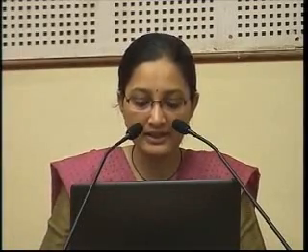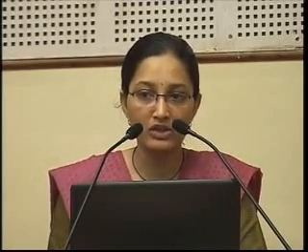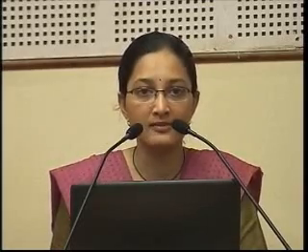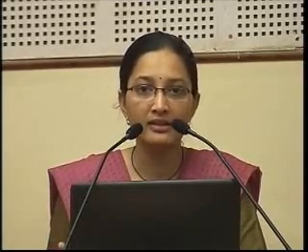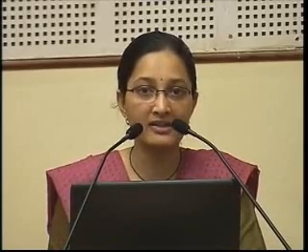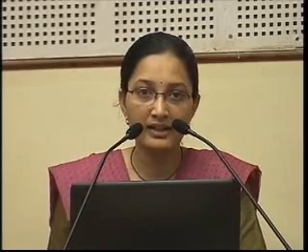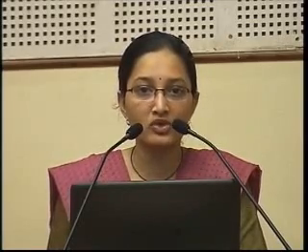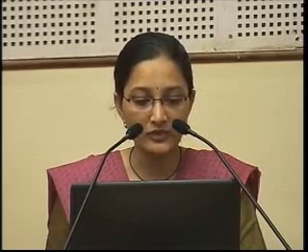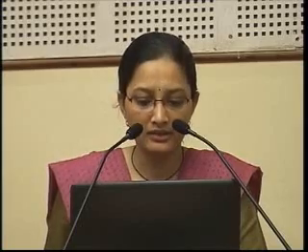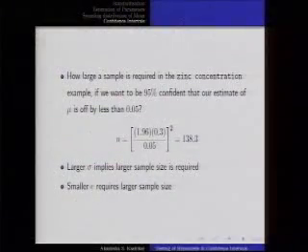And similarly, you can see that E is in the denominator. E is the error. So if I want to reduce the error, means if I decrease E, then also n is going to increase. So if I want to reduce the error, then obviously I need to have a larger sample to be more confident about the things. So you can see that n is inversely proportional to E and n is directly proportional to sigma. So if we want to determine the sample size, then we need to have these two things fixed in our mind.